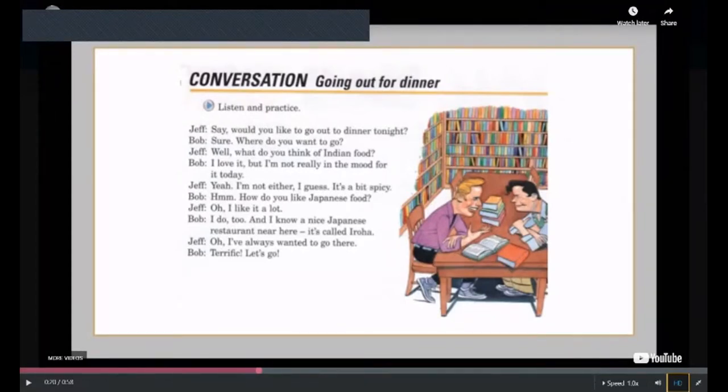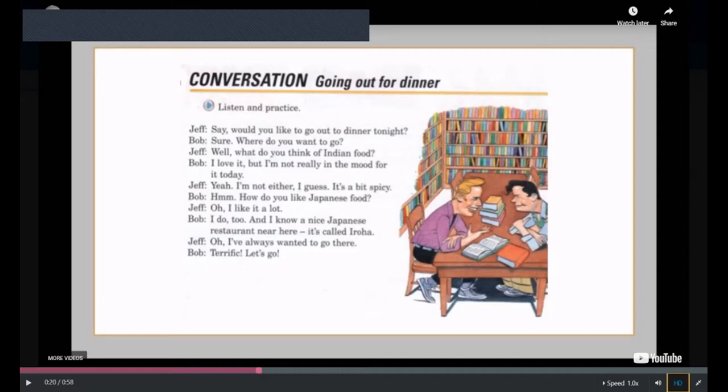Pay attention. It says: Would you like to go out to dinner tonight? Sure. Where do you want to go? Well, what do you think of Indian food? I love it, but I'm not really in the mood for it today. Yeah, I'm not either, I guess. It's a bit spicy.